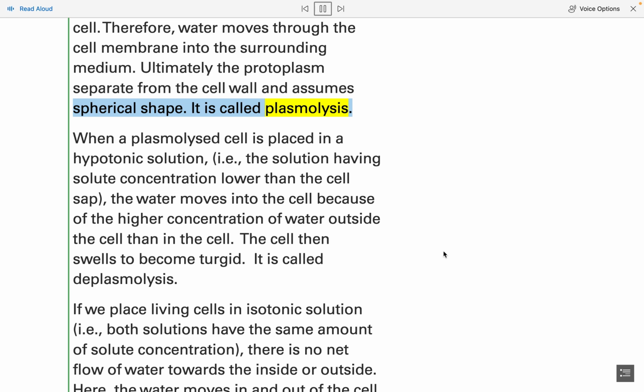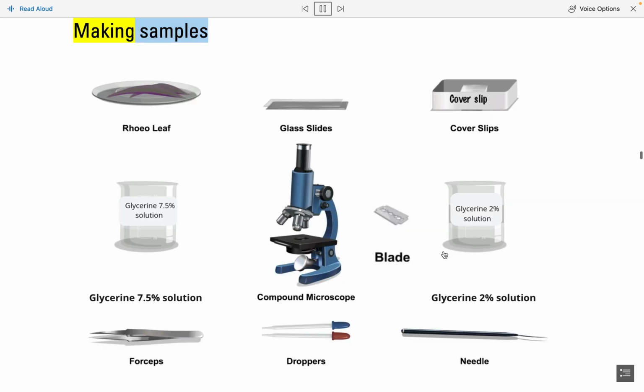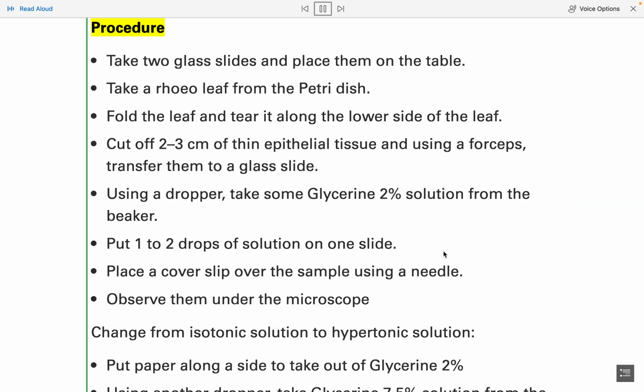It is called plasmolysis. When a plasmolyzed cell is placed in a hypotonic solution, i.e., the solution having solute concentration lower than the cell sap, the water moves into the cell because of the higher concentration of water outside the cell than in the cell. The cell then swells to become turgid. It is called deplasmolysis. If we place living cells in isotonic solution, i.e., both solutions have the same amount of solute concentration, there is no net flow of water towards the inside or outside. Here, the water moves in and out of the cell and is in equilibrium, so the cells are said to be flaccid.